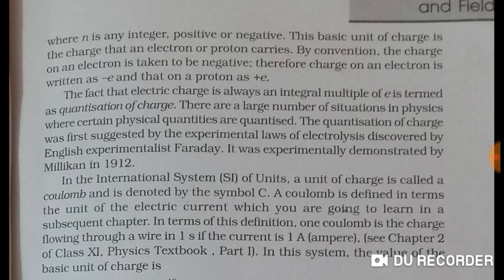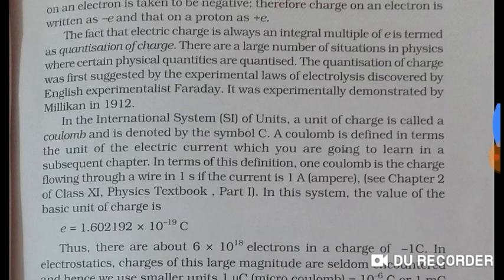By convention, the charge on an electron is taken to be negative. Therefore, charge on an electron is written as -e and that on a proton as +e. The fact that electric charge is always an integral multiple of e is termed as quantization of charge.